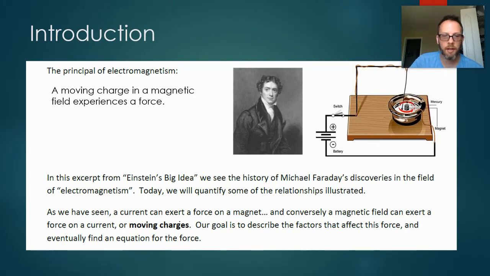So as we've seen, a current can exert a force on a magnet. And what we're looking at right now is that a magnetic field can exert a force on a current or moving charges. So we're going to describe the factors that affect this force and then get an equation for the force.